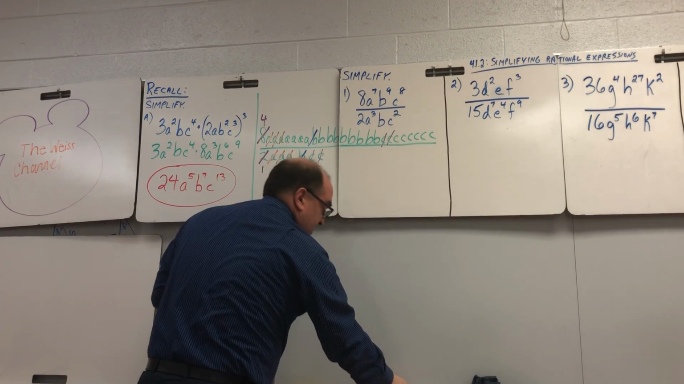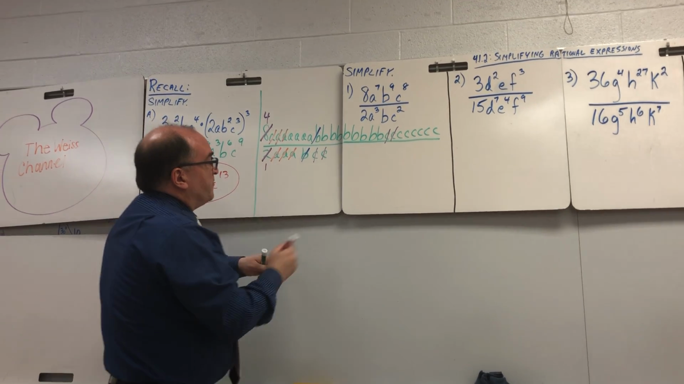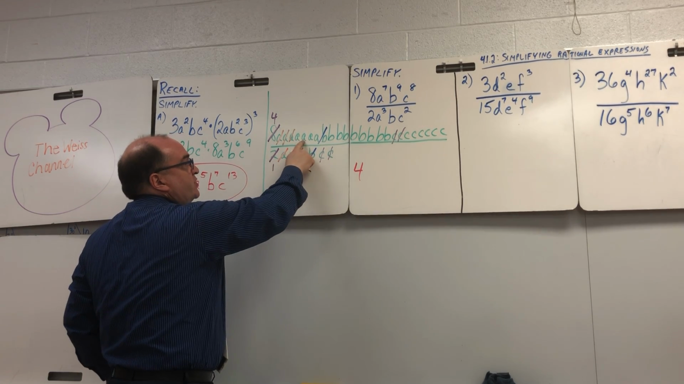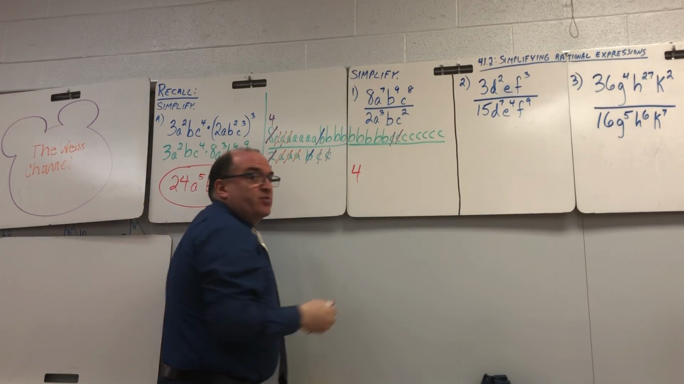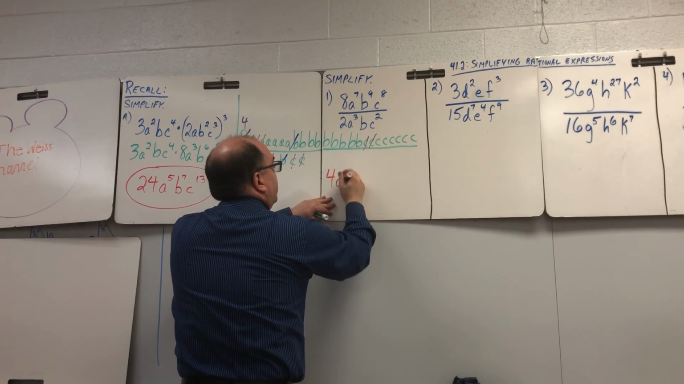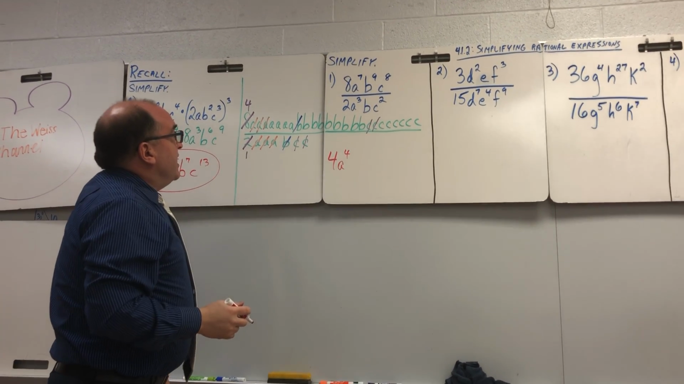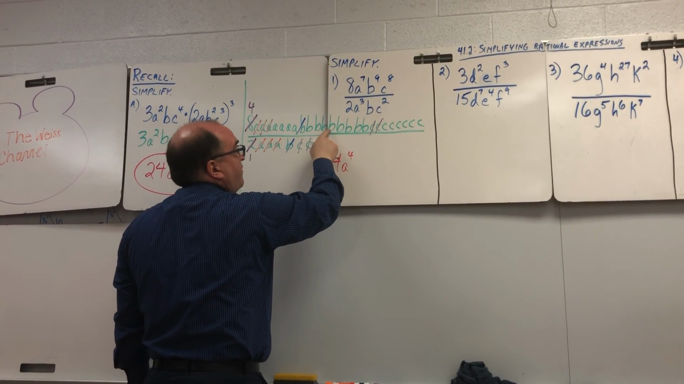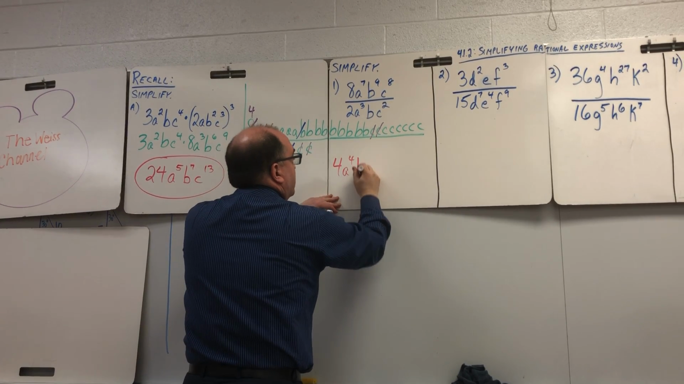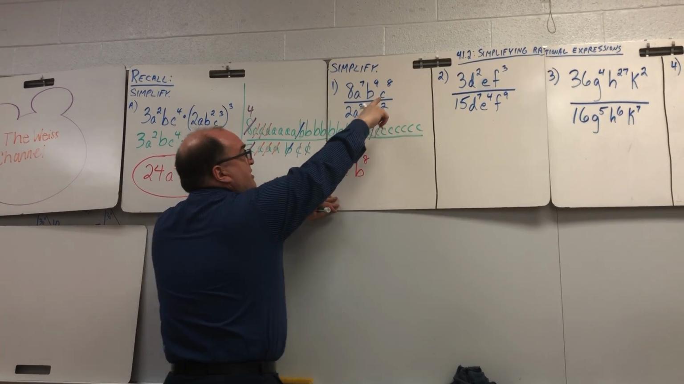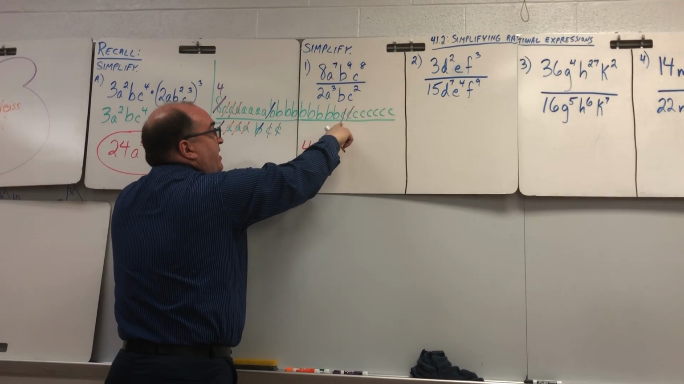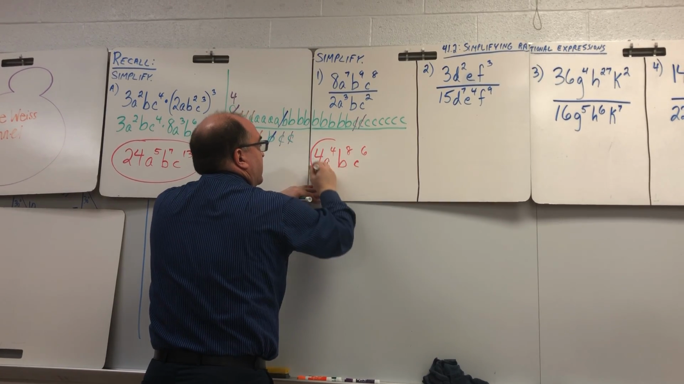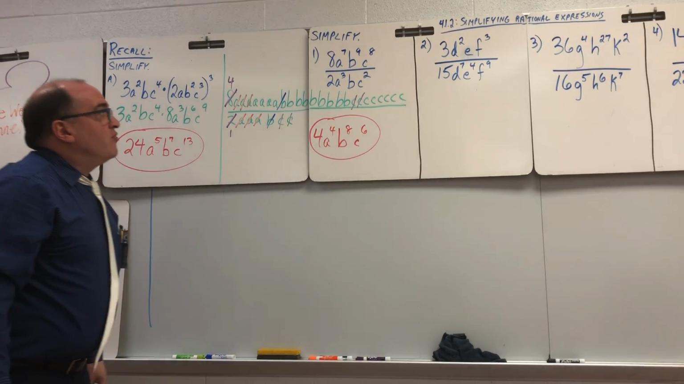So now, what's left? Well, the 4. How many a's are left? 1, 2, 3, 4, right? 7 minus 3 is 4. So we say a to the 4th. Right? And then what's b to the 9 minus 1? 1, 2, 3, 4, 5, 6, 7, 8, right? B to the 8th. C to the 8th divided by c to the 2nd, how many c's are left? 1, 2, 3, 4, 5, 6. C to the 6th. And that's how you simplify rational expressions.